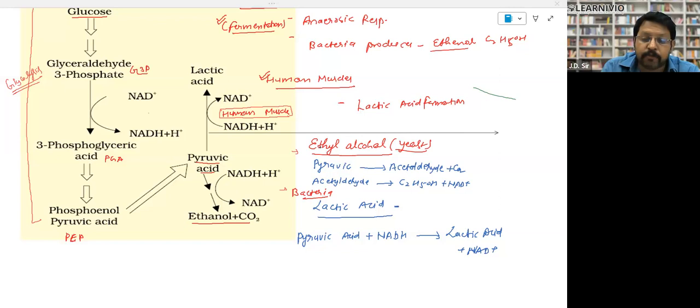But what will be the format? First, we will describe what anaerobic respiration is. Then we have to describe the ethyl alcohol or lactic acid fermentation. So please start noting down. First, put the heading: What is anaerobic respiration? Start writing on anaerobic respiration.